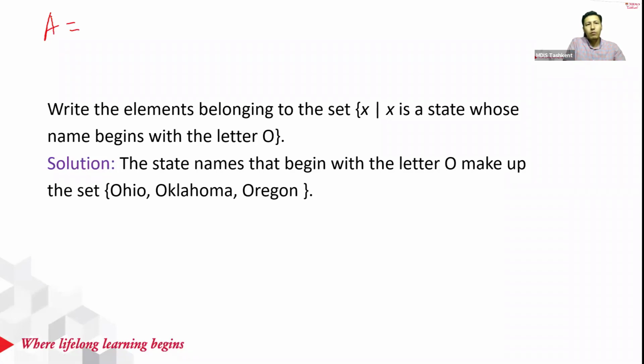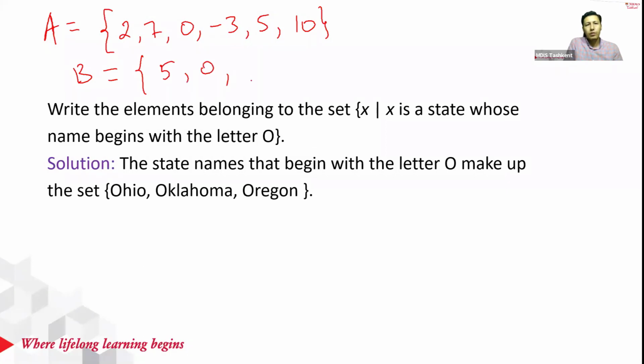Set A. We use capital letters and curly brackets to indicate sets: 2, 7, 0, -3, 5, 10. This is a set. For example, I can write other ones, any numbers. So B: 5, 0, -9, x, 5, -1. And C, let's say 3, 5.